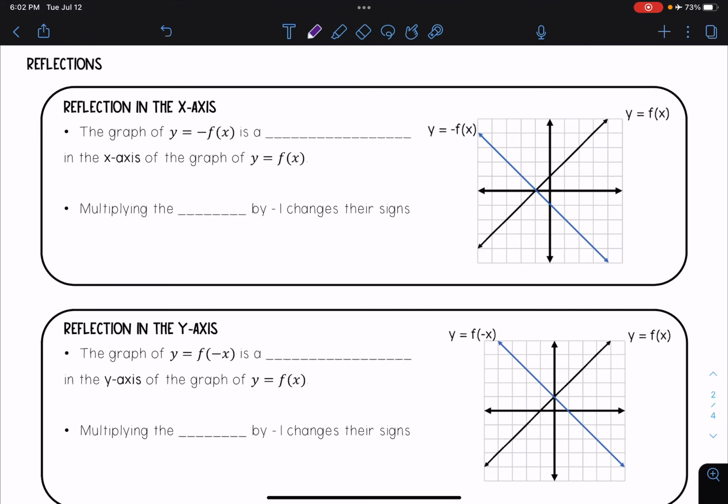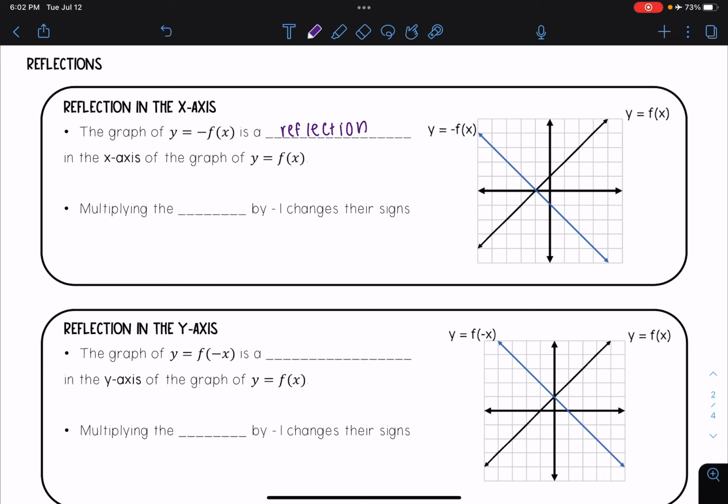In this video, we'll be talking about writing reflections of functions. So we have two different reflections that can happen for our functions. The first is a reflection in the x-axis, and that is when the graph of y equals negative f of x is a reflection in the x-axis of y equals f of x.